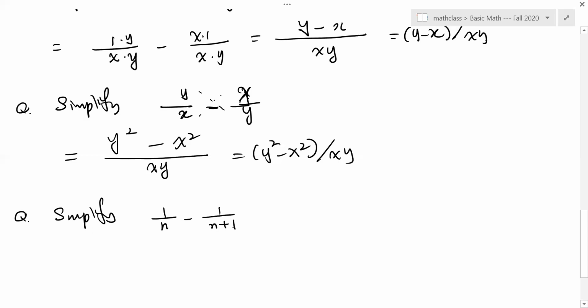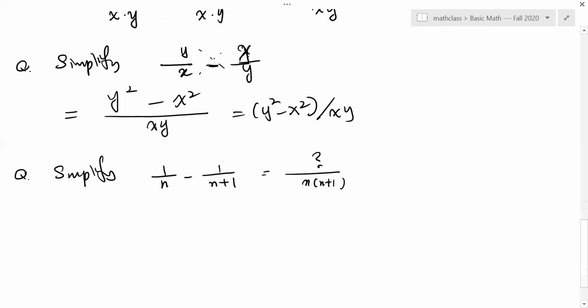But how about the numerator? What can you get for the numerator? Combine them into one fraction. Put a question mark here, and n plus 1. And this is a very useful formula. We can use that to solve other problems. Okay, what can you get?